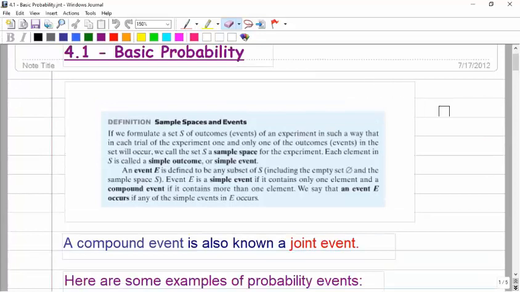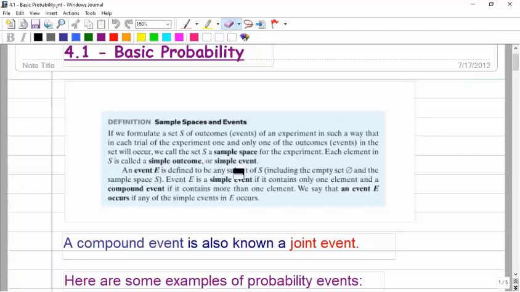Now in a probability experiment, we have what's called a sample space, meaning the set of all possible outcomes of that experiment. For example, we'll be using a single 6-sided die, so the outcomes, the number of dots, would be 1, 2, 3, 4, 5, 6. That would be the sample space. Now each element or item in that sample space is an event. Each one's a simple event.